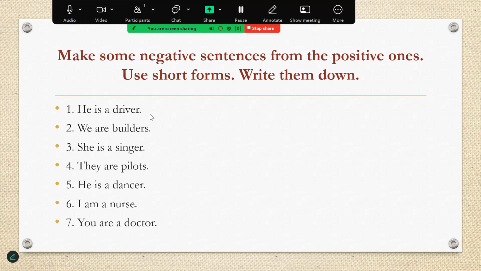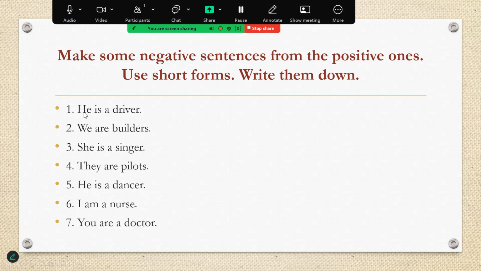He is not a driver. We are not builders. She is not a singer. They are not pilots. He is not a dancer. I am not a nurse. You are not a doctor.